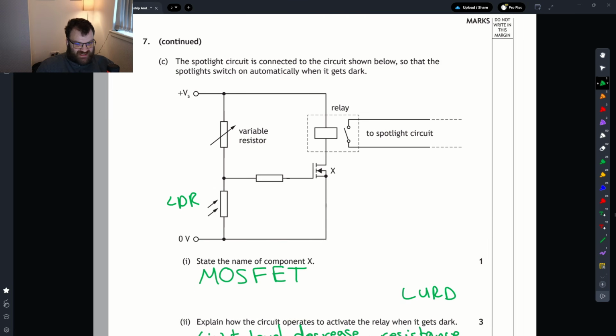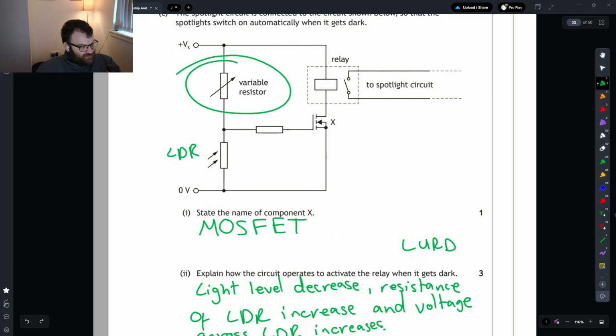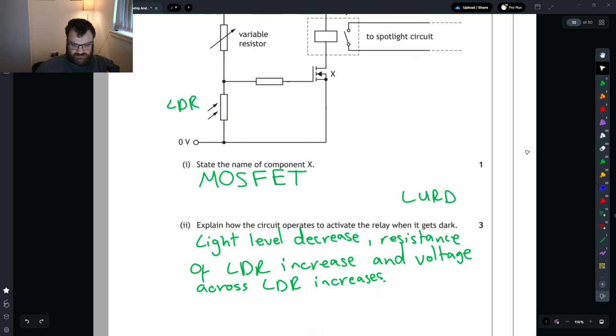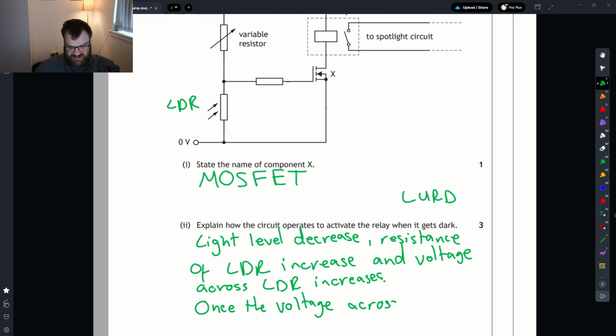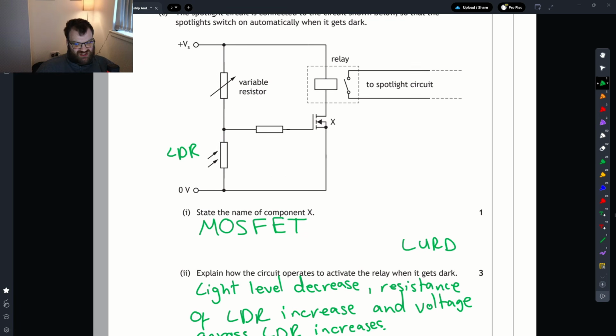Now, in the variable resistor part, the voltage across the variable resistor would go down, but we only care about the bit at the bottom because that's the bit that feeds into the MOSFET. So once it gets to a certain threshold, a level, a value, once the voltage across the LDR reaches a certain level, that's when your MOSFET is going to turn on. And if it's a temperature one, that would be the third: temperature up, resistance down.